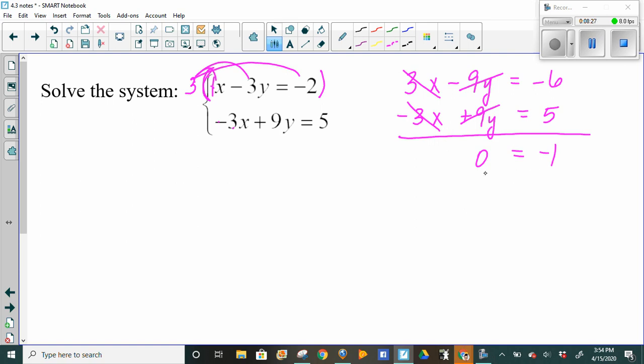Well, since all of my variables canceled out, and this is not true, this is false, then that means these are parallel lines.